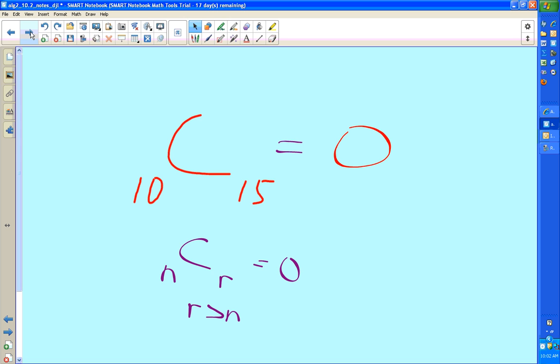Combinations 10 items taken 15 at a time. Can't happen. We can't take 15 from a group of 10. Anytime you're doing r greater than n in a combination, there's no way that can happen. So anytime you're trying to choose r items from n items, and r is bigger than n, there's no ways that it can happen. Should you write 0 or should you write no solution? 0. It's asking you how many ways. The answer is there's 0 ways, not no solution. We know it can't happen.